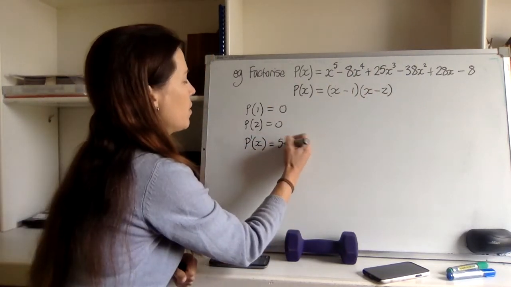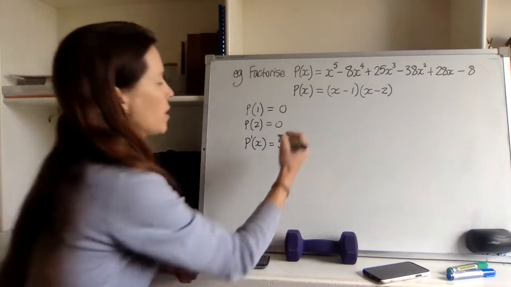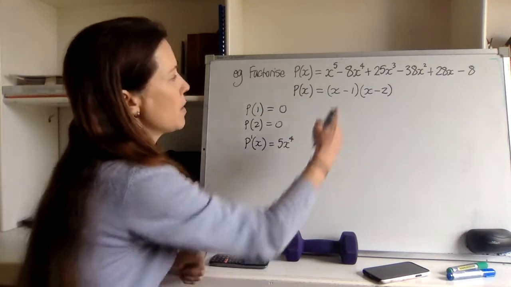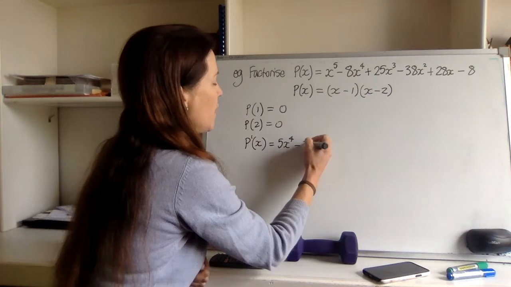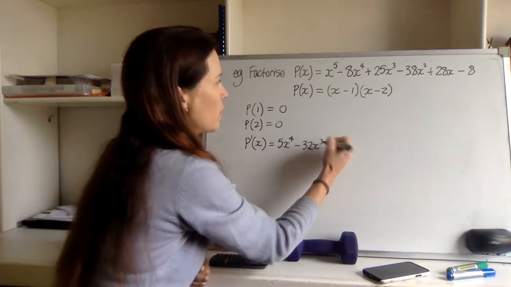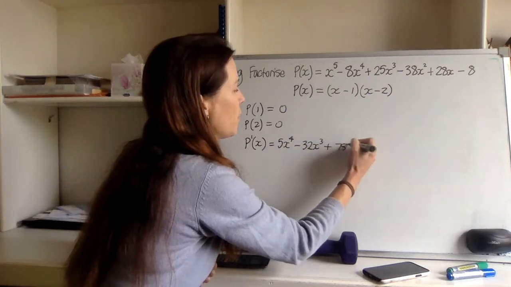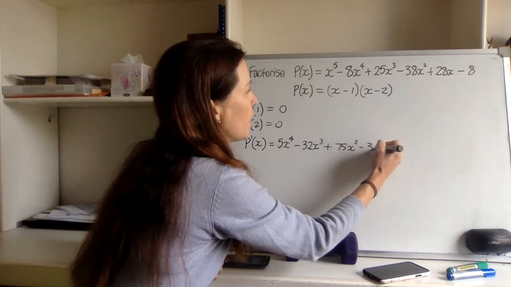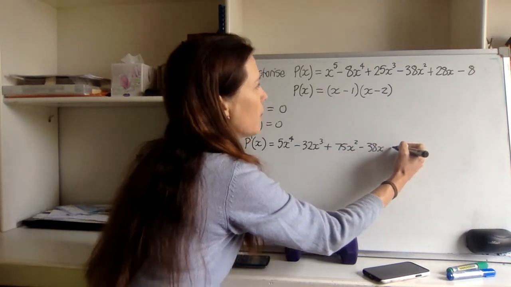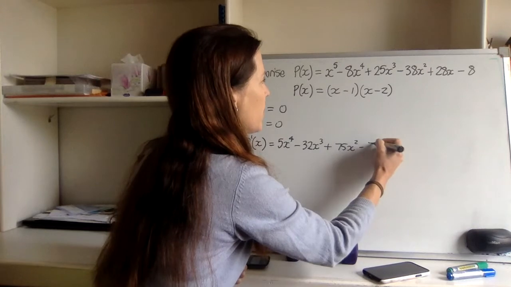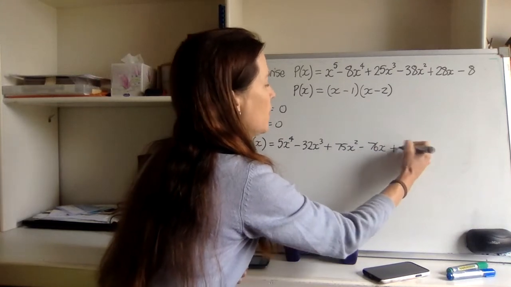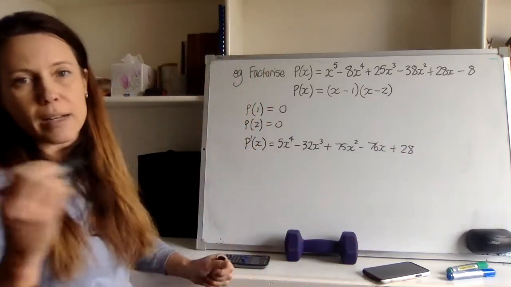So see if you can work along with me. We're going to have 5x to the power of 4. We need to bring the 4 down, so we'll have -32x cubed plus 75x squared minus 76x, plus 28.